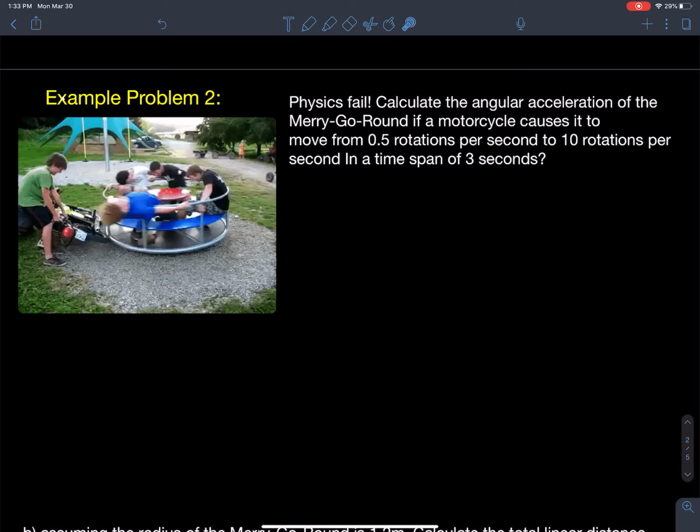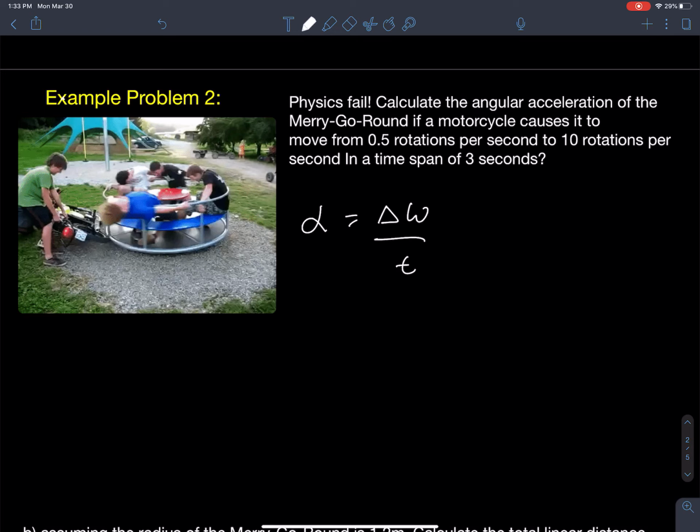All right. So calculate the angular acceleration of the merry-go-round if a motorcycle causes it to move from 0.5 rotations per second to 10 rotations per second in a time span of 3 seconds. So the question's asking us for the angular acceleration. Angular acceleration is equal to my change in angular velocity over time. So how can I figure that out? You've got 0.5 rotations per second and 10 rotations per second. How do I convert something in the units of rotations per second into an angle? So 0.5 rotations is going to be pi radians per second.